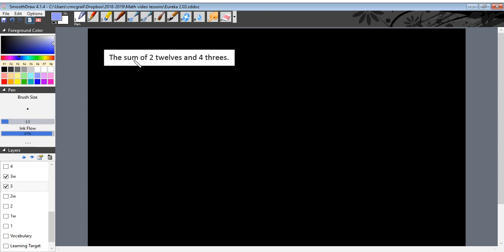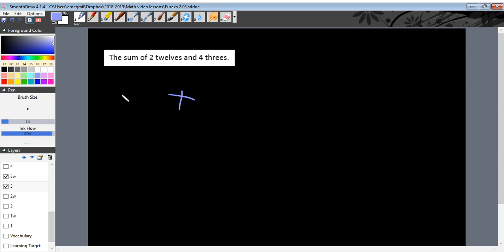So in this problem, when it says the sum of, I picture two things being added. I just don't know what is on both sides. So it's the sum of one thing and another thing. So it says the sum of two 12s. Well, I have to ask myself, how do I write two 12s? A 12 and a 12.